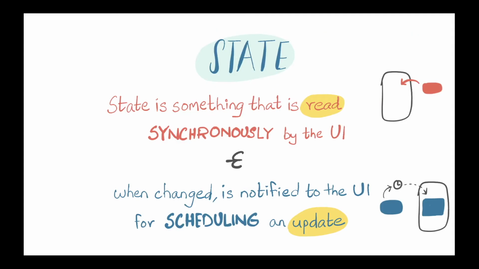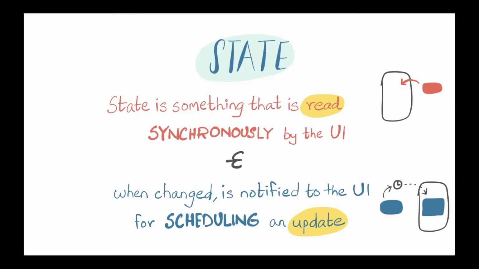Now, we are talking about state management, right? So let's start with something very simple and basic. State is something that is read synchronously by the UI. And I'm actually highlighting the parts which are very important in this particular statement. So state is something that is read synchronously by the UI, but when it is rendered, it is notified to the UI for scheduling an update, right?